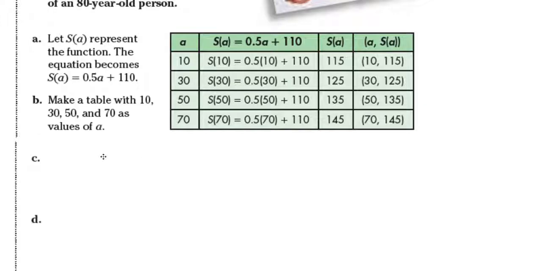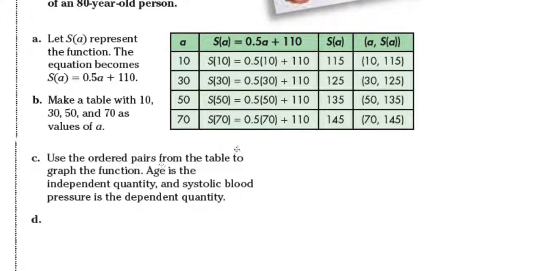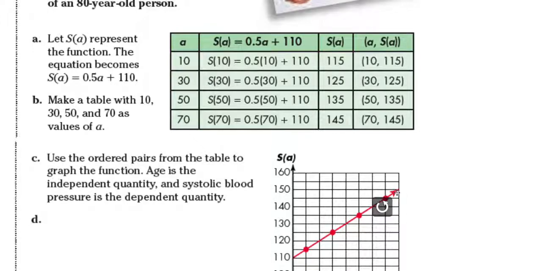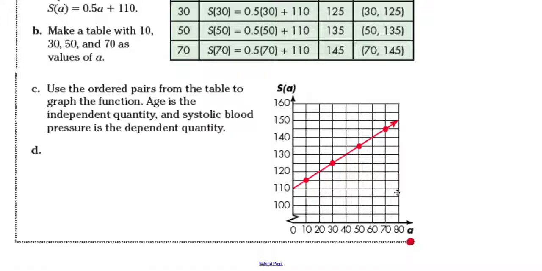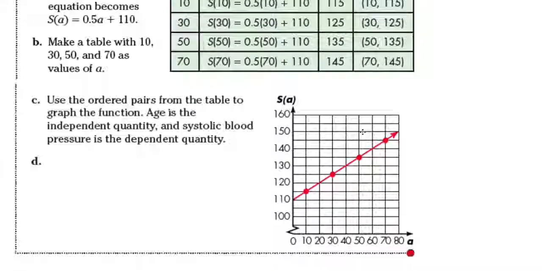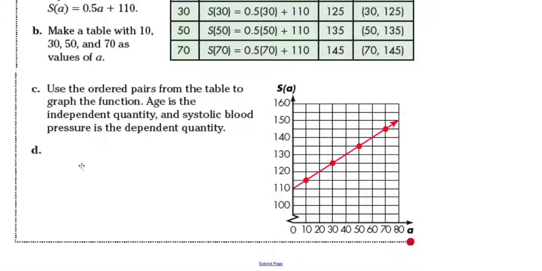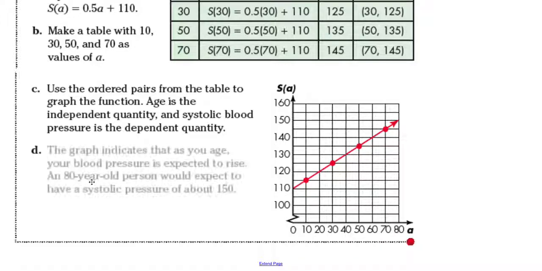So we will use these ordered pairs from the table to graph the function. Again, age is the independent quantity, and systolic blood pressure is the dependent quantity. And this is how our graph would look. It is a linear function. So that's our graph. After we've connected the 4 points with a line, we can proceed with letter D. We can now predict. The graph indicates that as you age, your blood pressure is expected to rise.